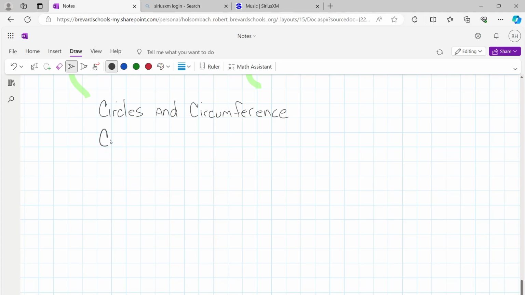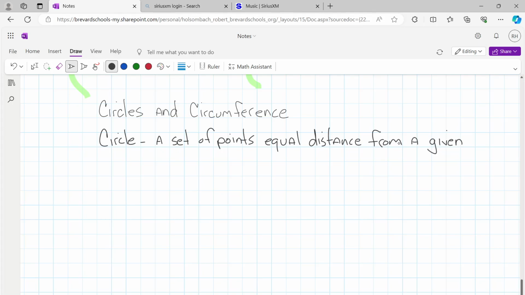A circle is considered to be a set of points equal distance from a given point, called the center.